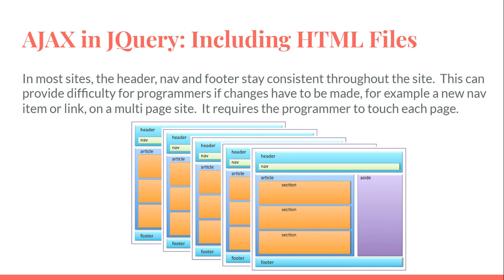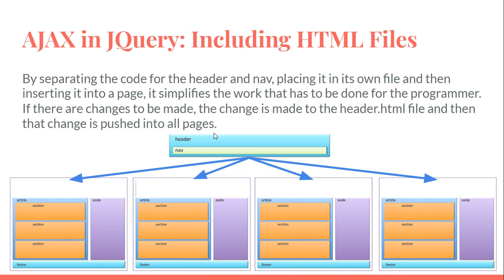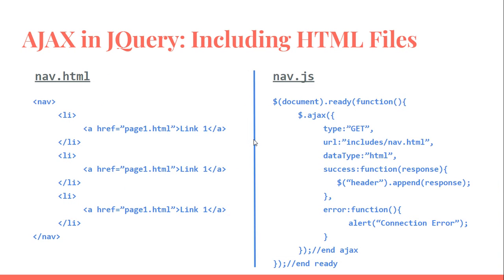So what AJAX in jQuery does for us is it lets us write this header and this nav as its own file. And then we take that and we push it in to each of those other pages, which means if there's a change to be made, we change it in this file and that makes the change everywhere. The same way that if we had an external style sheet and we change the background color of the body from blue to red, all of the pages' backgrounds would change from blue to red. If I make a change to the navigation here, it changes on all the pages because all of these pages are drawing from this one file.